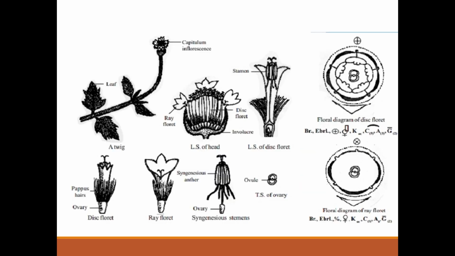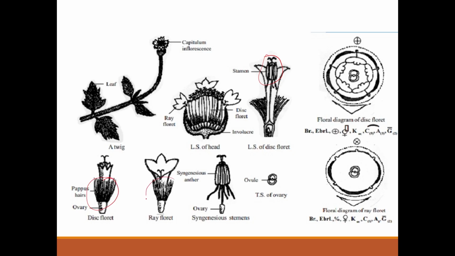So this is a twig of Tridax. This is the LS of the head. You can see these are the ligulate flowers and in the center you will find the disc florets. This one is a single disc floret. You can see there is a stamen that is showing the syngenesis condition. Here you can see the calyx that is modified into the pappus.